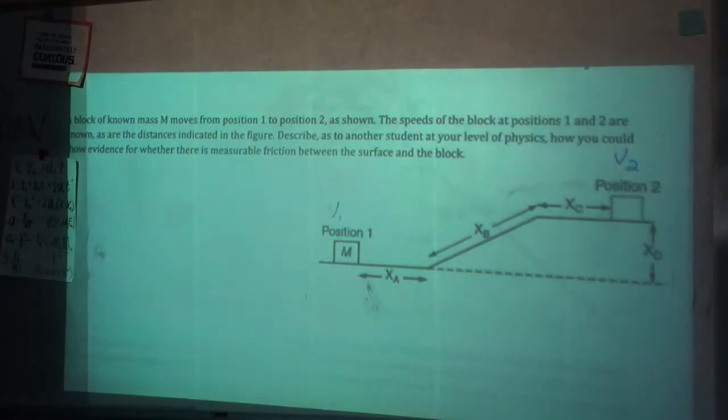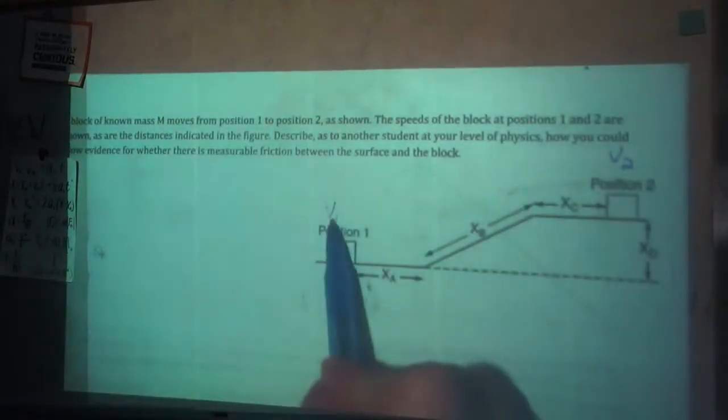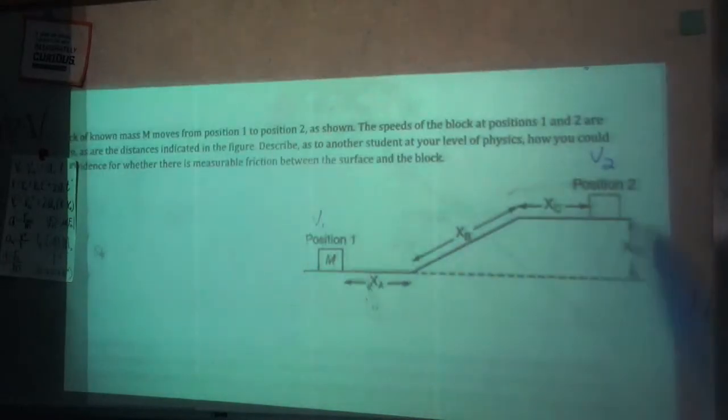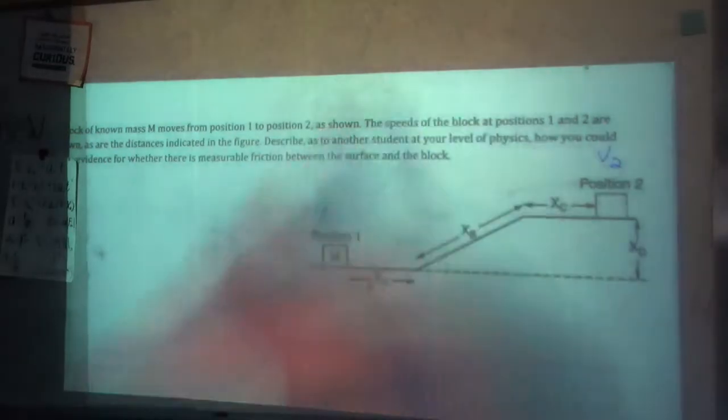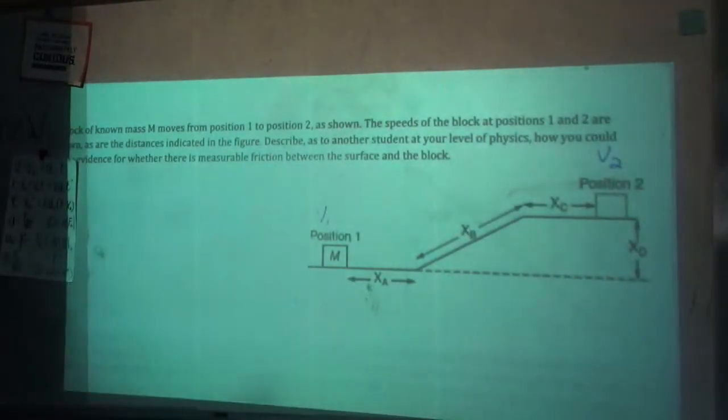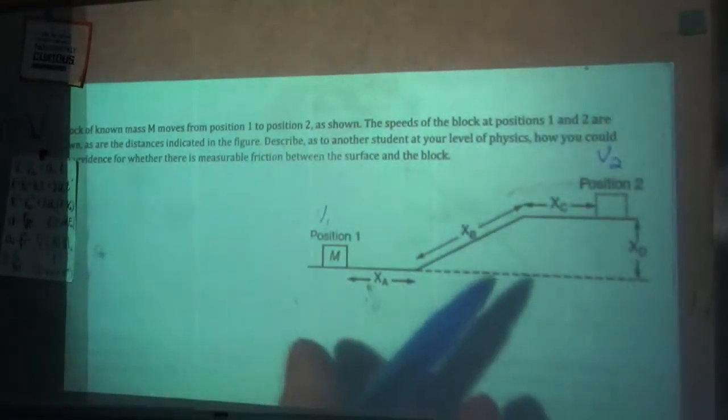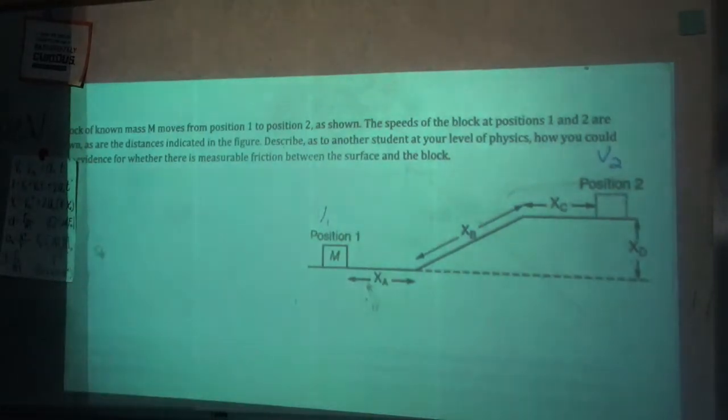Describe to another student at your level of physics how you could show evidence for whether there is measurable friction between the surface and the block. So if you know the mass, you know the velocity here, you know the velocity here, and you know these distances, I want you to come up with some way to prove that there is friction. So definitely pause and think through this part. Don't just play the video. If you want to talk with a friend to think through it, great.